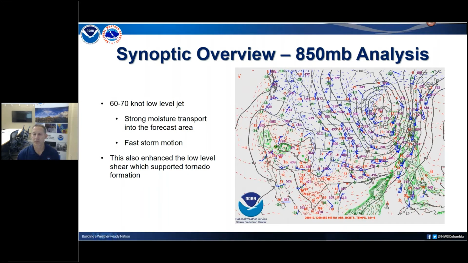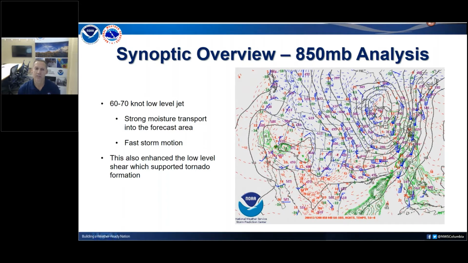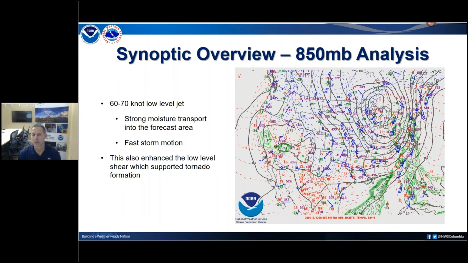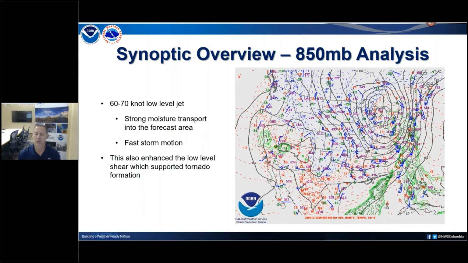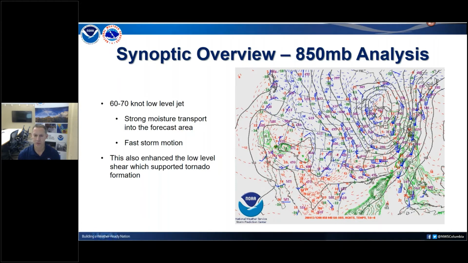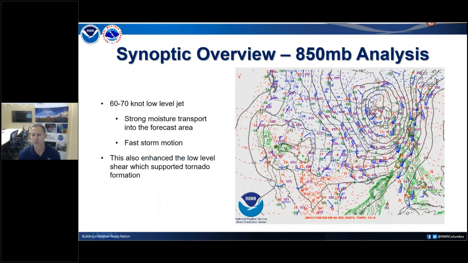Go further, a little bit lower, look at 850 millibars, just above the surface. Here you'll note a 60 to 70 knot low-level jet out of the south-southwest. This was bringing strong moisture transport into the area, as well as contributing to the very fast storm motion of the squall line as it moves through the area. It also further enhanced the low-level shear, which was a supporting factor in the tornado formation.